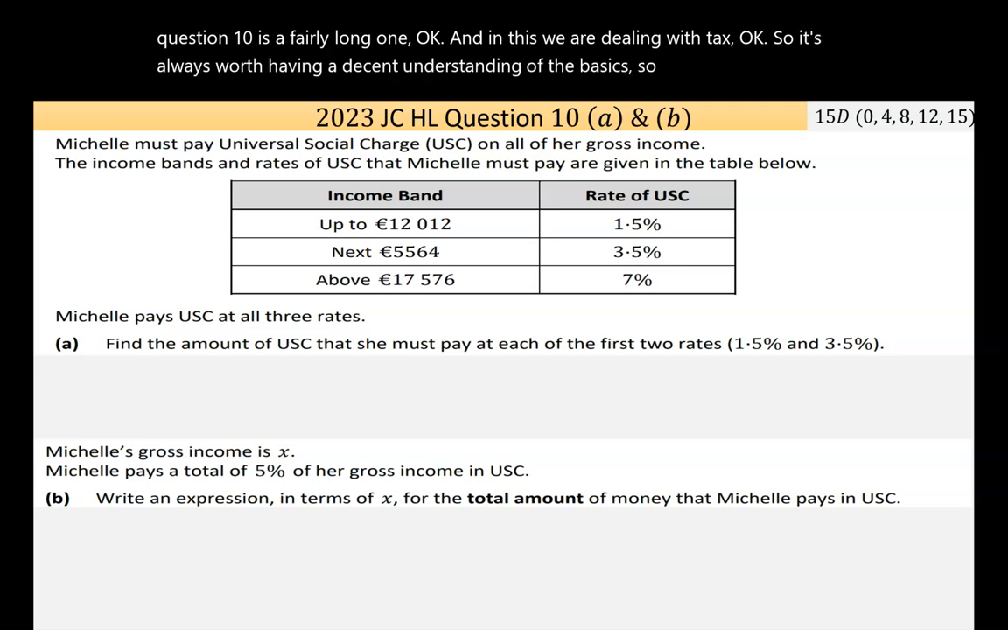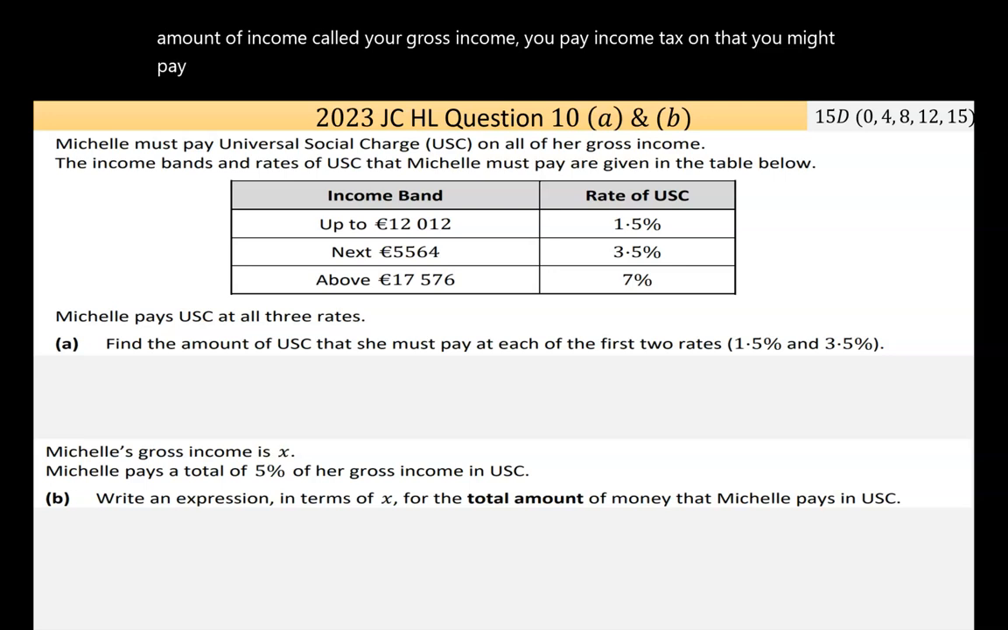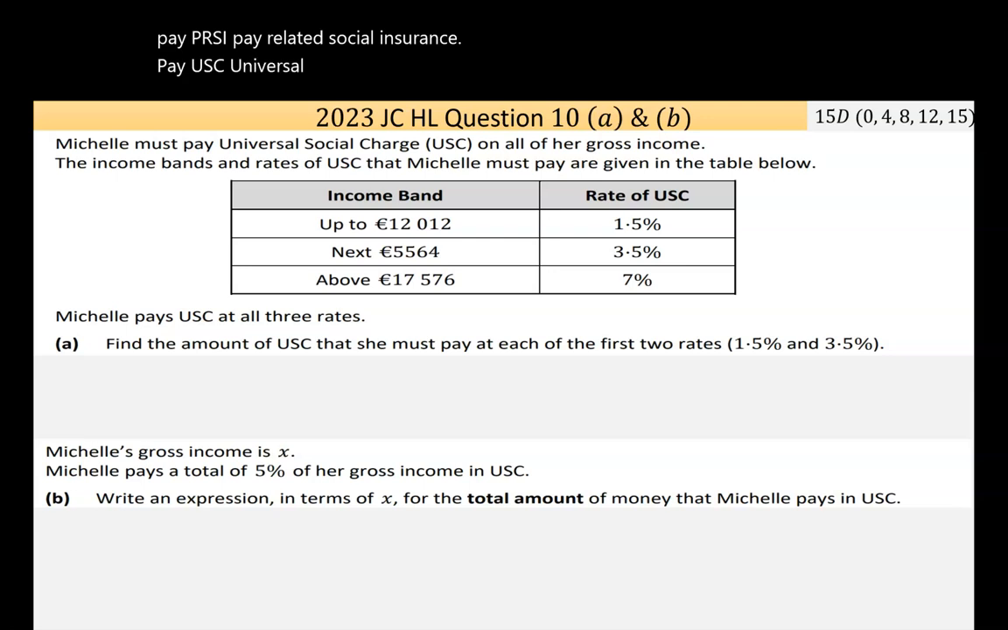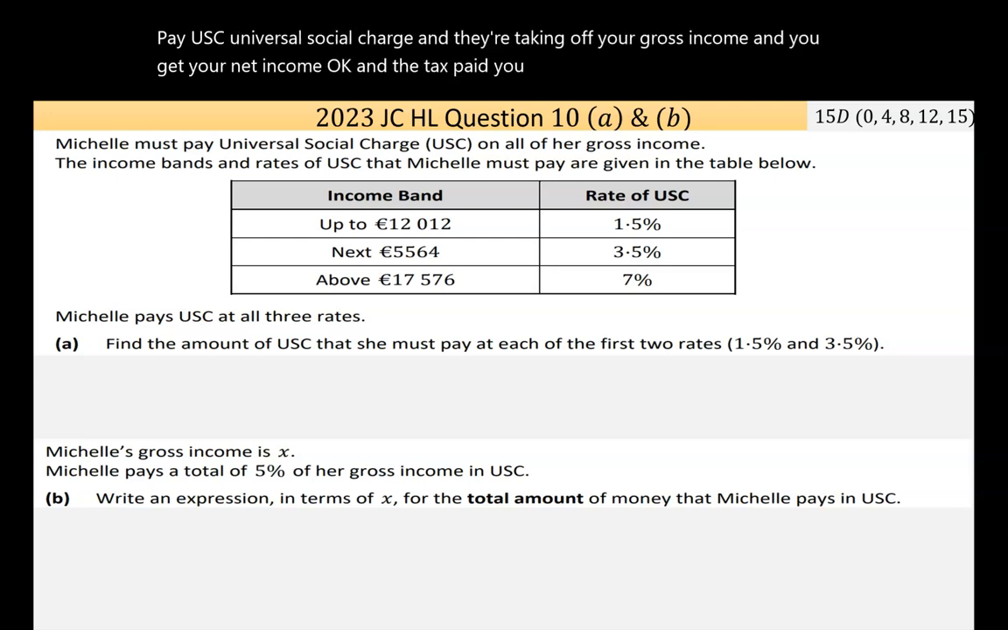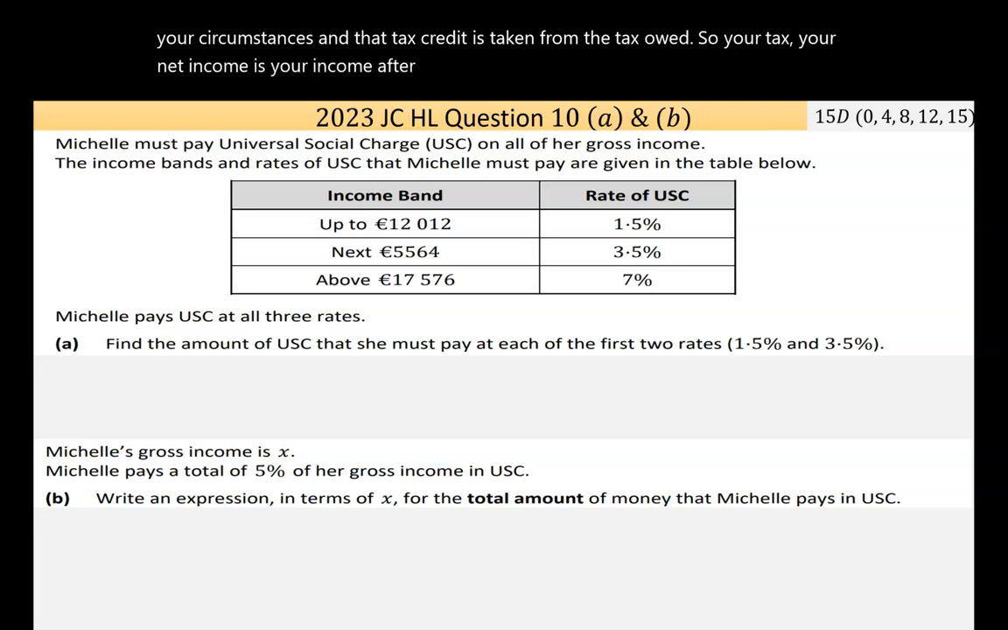So you earn a certain amount of income called your gross income. You pay income tax on that. You might pay PRSI, pay-related social insurance. You pay USC, Universal Social Charge, and they are taken off your gross income, and you get your net income, okay, and the tax paid. You also get a tax credit depending on your circumstances, and that tax credit is taken from the tax owed. So your net income is your income after tax minus the tax credit. So an understanding of that will help understand what these questions are asking.